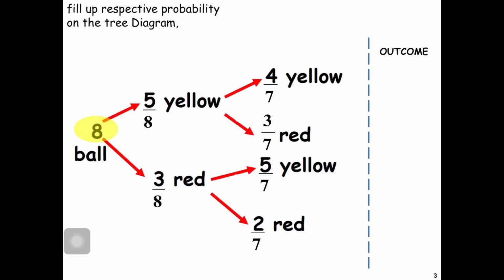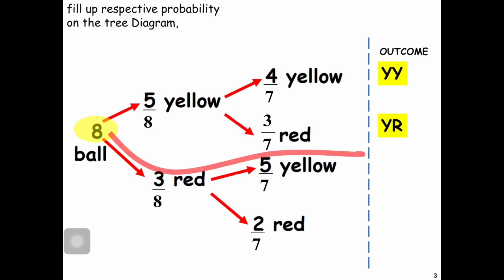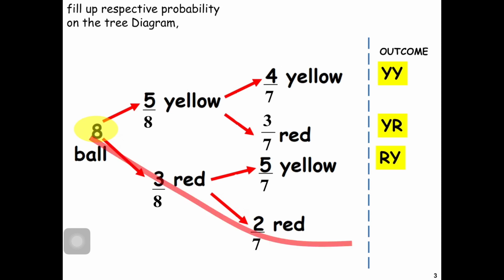Okay, so for the outcomes, you can see the first branch is yellow, yellow, so the outcome will be yellow, yellow ball. The second branch is, first you get the yellow ball, second you get the red ball, so the outcome will be yellow and red ball. For the third branch, the first ball you get is red, the second ball is yellow, so the outcome will be red, yellow. And for the fourth branch, the first ball is red, the second ball is red, so the outcome you will get is red and red.